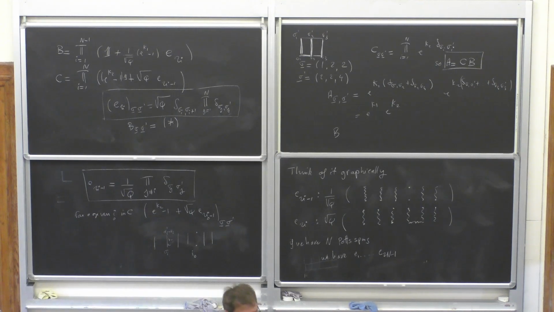Sorry, repeat that from the beginning. For what? Sorry, for higher dimension? Oh. If we had next to nearest neighbors, that's your question. Yeah, good point.